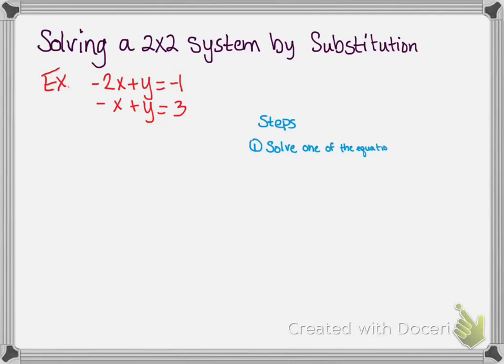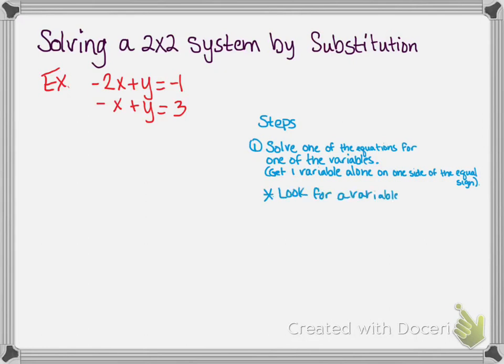Our first step is to solve one of the equations for one of the variables. In other words, get one variable alone on one side of the equal sign. And to make it simpler, look for a variable without a coefficient. So I have my choice. I'm going to choose the y in the second equation, although both y's have no coefficient. So I'm going to choose the one in number 2. You could have chosen the one in number 1 just as easily.